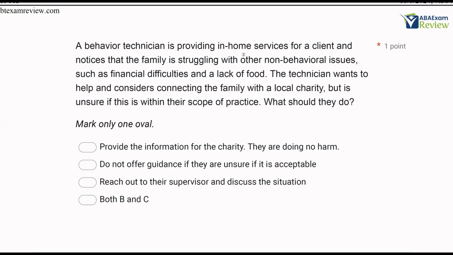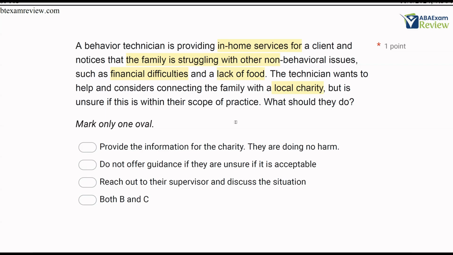So anything you tell parents or families, the supervisor is actually responsible for. So in this case, if we have a technician in home, sees a family is struggling with finances and food, and they want to connect them with a local charity, that seems like a good intention. But what should they do before, especially if they're not sure if it's within their scope of practice? A, provide the information for the charity. They're doing no harm. Everything done with good intentions seems good at first, right?